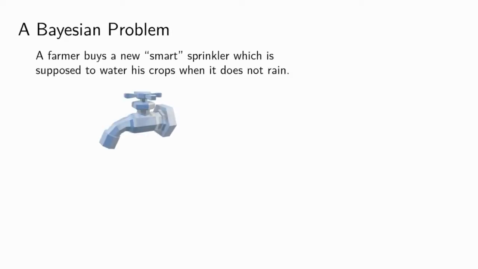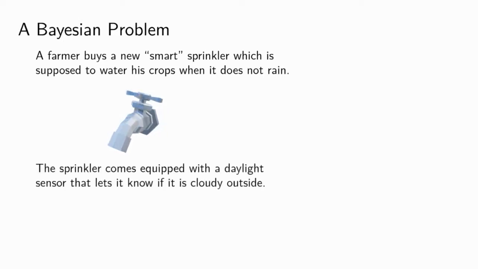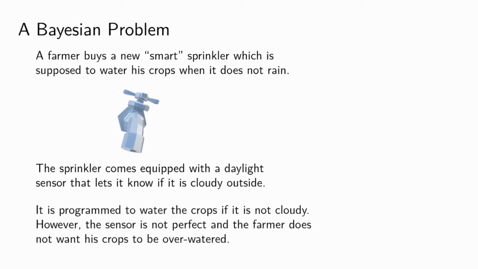So to that end, let's suppose there's a farmer and this farmer buys a new smart sprinkler, right? Everything is smart these days. It's supposed to water his crops when it doesn't rain. So when it's not raining, it waters the crops. When it is raining, it doesn't water the crops. Pretty standard. Now the sprinkler comes equipped with a daylight sensor, so that's how it knows something about the world. In particular, it lets it know if it's cloudy or not outside, and it uses that information. So it's programmed to water the crops only if it's not cloudy, because if it is cloudy, it's most likely going to rain, so it won't water the crops.